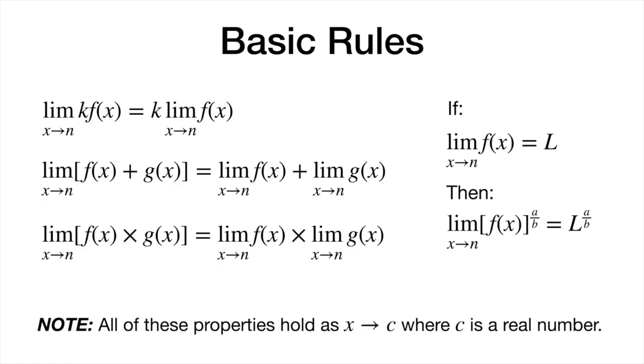The power rule: if the limit of a function as x tends to n is equal to some real L, then the limit of the function to the power a by b is also equal to L to the power a by b. Naturally, all these properties hold for x tends to c, where c is a real number.